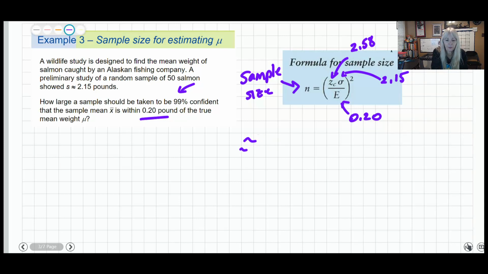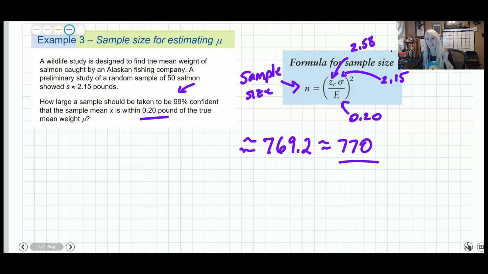If I throw this into my calculator, I get, ooh, that was ugly. I get approximately 769.2. And the rule is, no matter, even if this was 769.001, you always round up and get one more sample. So you always round up on sample sizes.